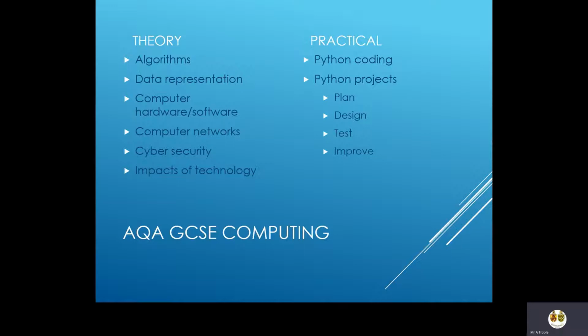And finally, what impact technology has on people and the world, and what we can do to help mitigate any disadvantages like e-waste. And then the other half is the practical side, like I said, so you'll learn how to code in Python. And then we usually practice using or making projects. And I've got some examples of some projects that the girls have made later on. So basically you have to plan, design and test a program that you've made. Pretty much a little bit more in depth than you might have done in year 9.